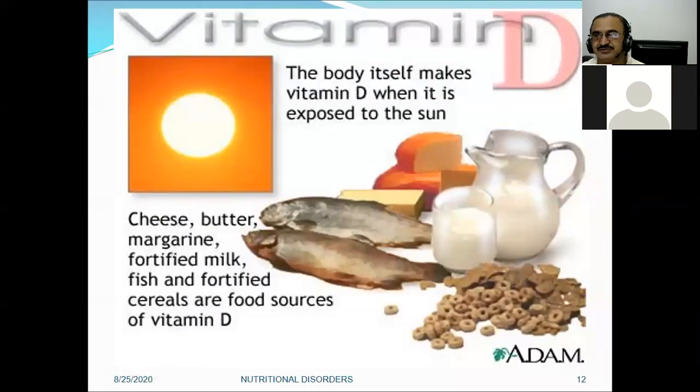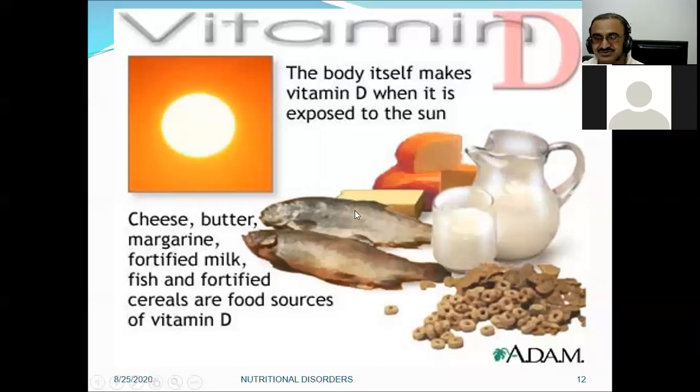The sources of vitamin D. The body itself makes vitamin D from exposure to the sun. God has gifted us a natural source of vitamin D through the sun, by the skin.